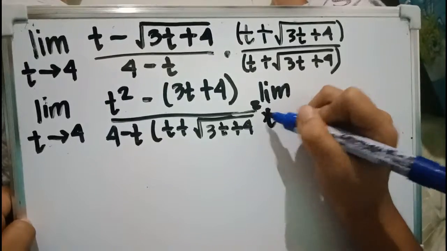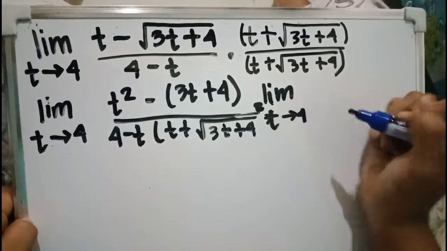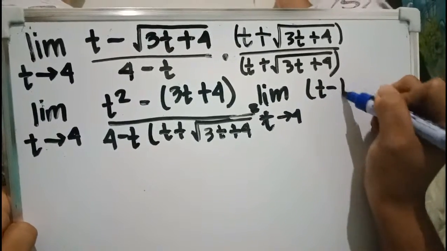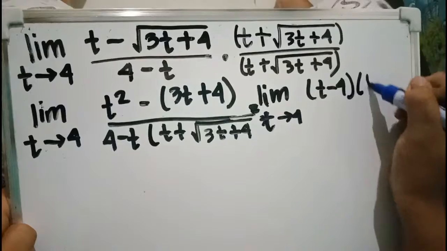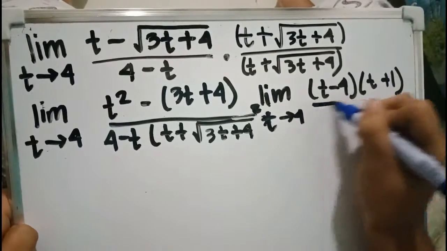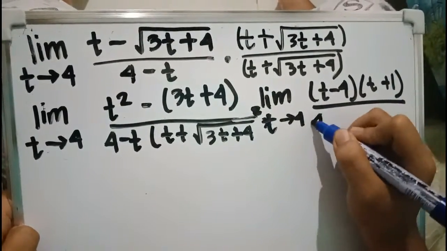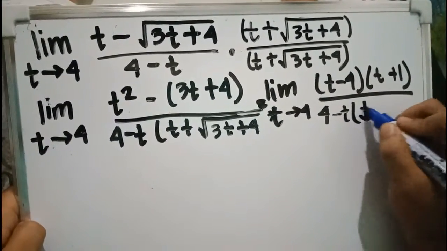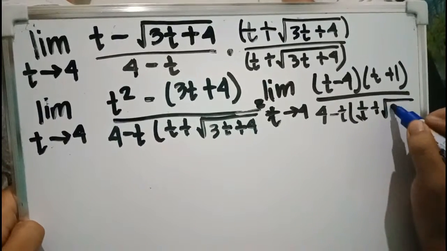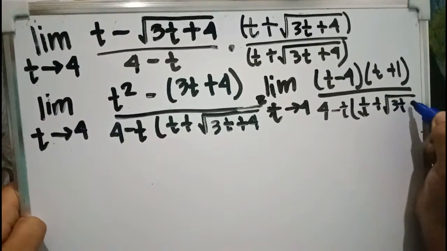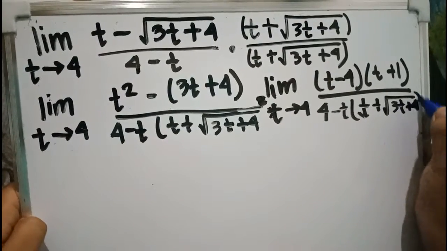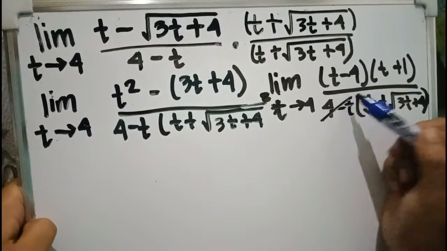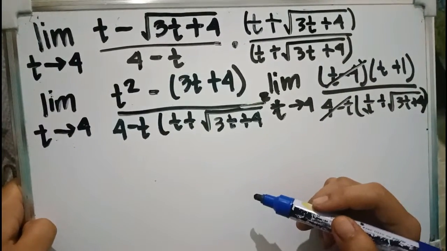Limit as t approaches 4. So we can rationalize that as t minus 4 and t plus 1 over, just copy that, 4 plus t plus square root of 3t plus 4. Okay, so as you can see, we can cross this out, and what do we do next?